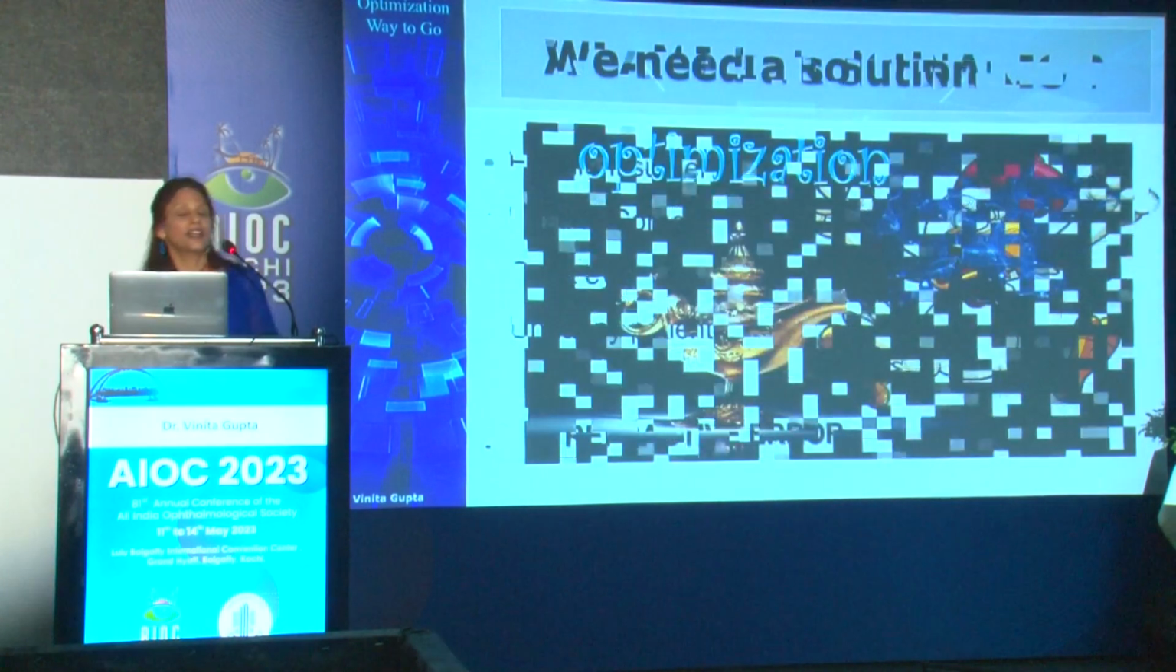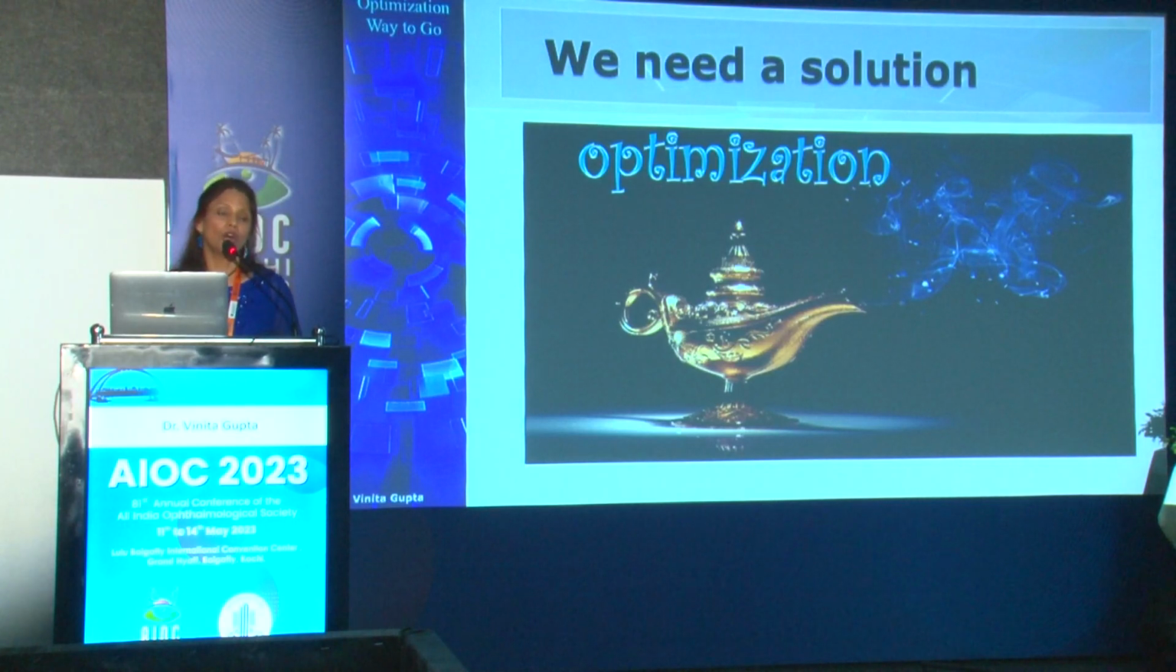This is because you have ended with a large refractive surprise. So now what do I do? I just pray, please, Genie, come. I need something. So this is what optimization is.